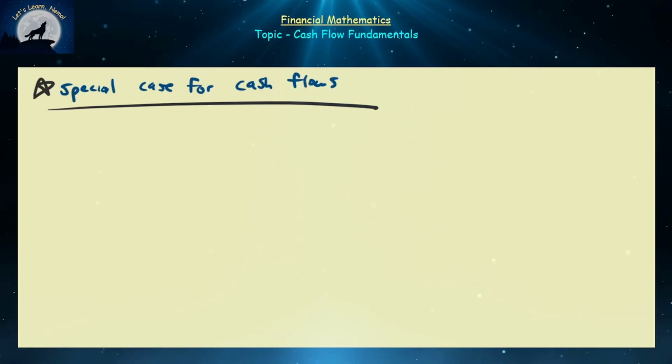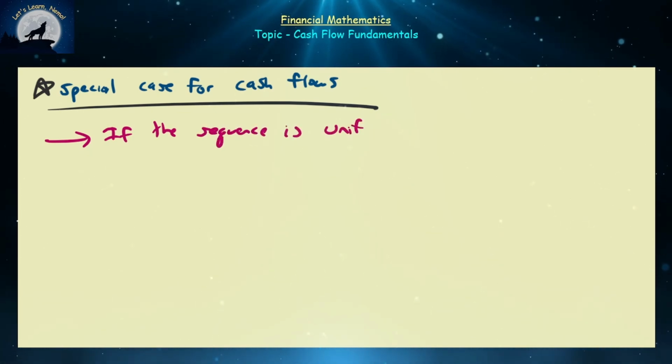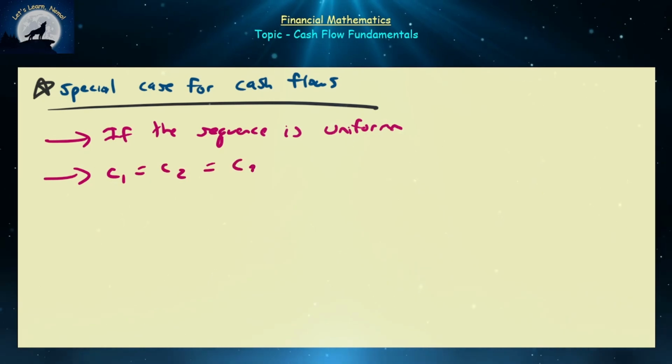Now that we've discussed the fundamentals associated with cash flows, in particular present value and future value of cash flows, I want to discuss a very special case for cash flows, because this is going to be very important a little bit later on. The special case that I want to consider is if the sequence of cash flows is uniform. What exactly do I mean by a uniform cash flow? I mean C1, C2, C3, and so on are all equal to the same exact thing. Let's assume that that monetary value is equal to M.